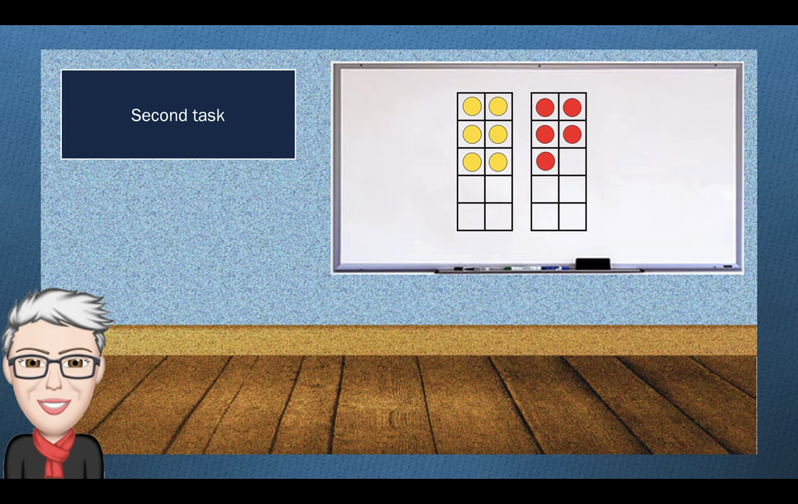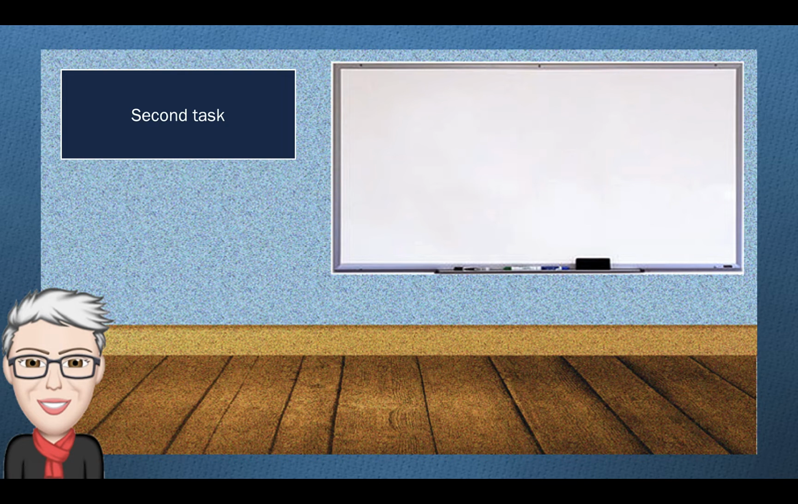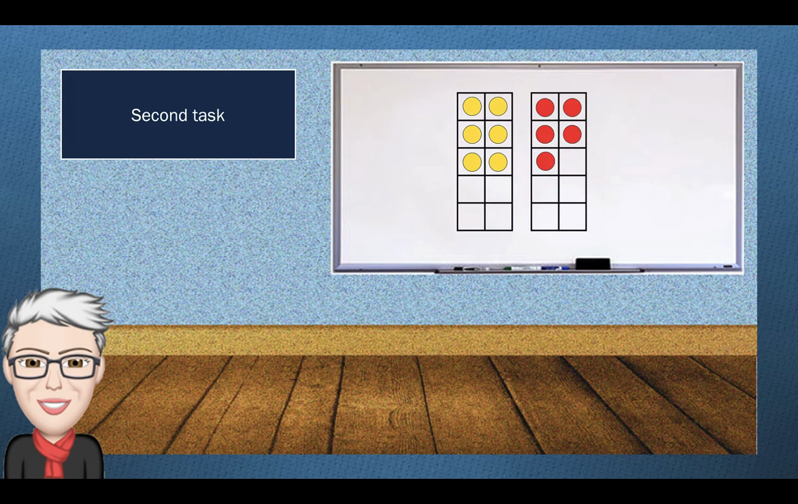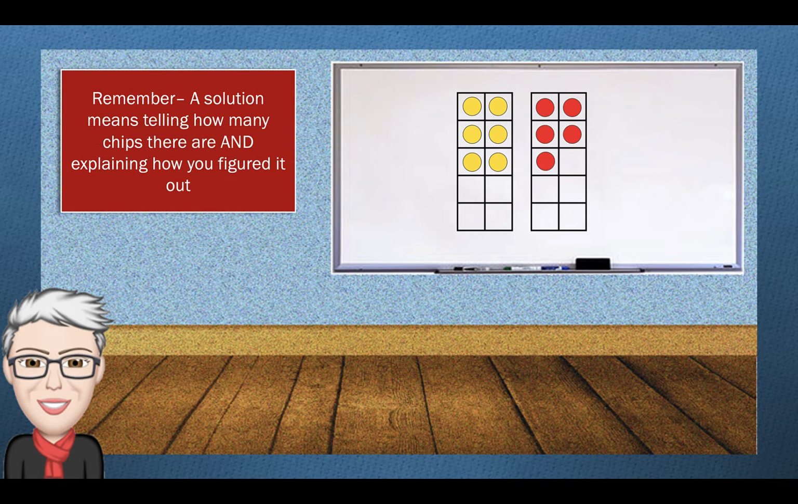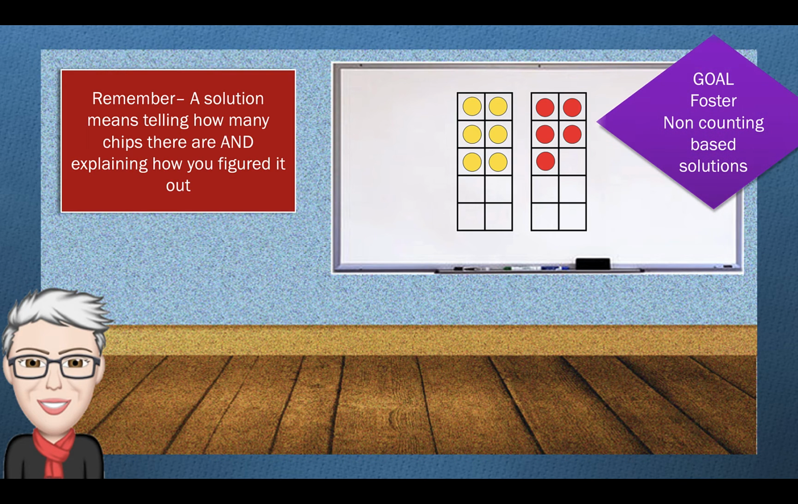In the process of explaining the solutions children might give, we clarify the importance of using a carefully thought out task sequence. The teacher poses this task by flashing it 3 or 4 times and then calling on children's solutions. Remember that a solution means telling how many chips there are and explaining how you figured it out. Our goal is to foster non-counting solutions, and for this reason, it is very important that the teacher calls for solutions while the image is left off.